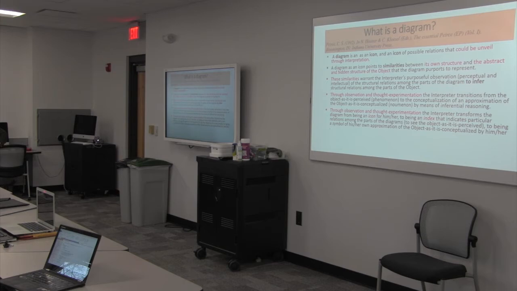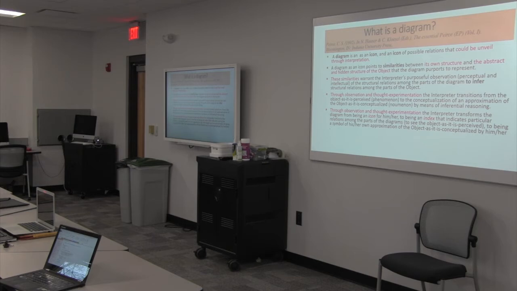The diagram points out similarities between its own structure and the abstract and hidden structure of the object that the diagram purports to represent. These similarities warrant the interpreter's purposeful observation, perceptual and intellectual, of the structural relations among the parts of the diagram to infer the structural relations among the parts of the object. And we are going to see that in some examples.